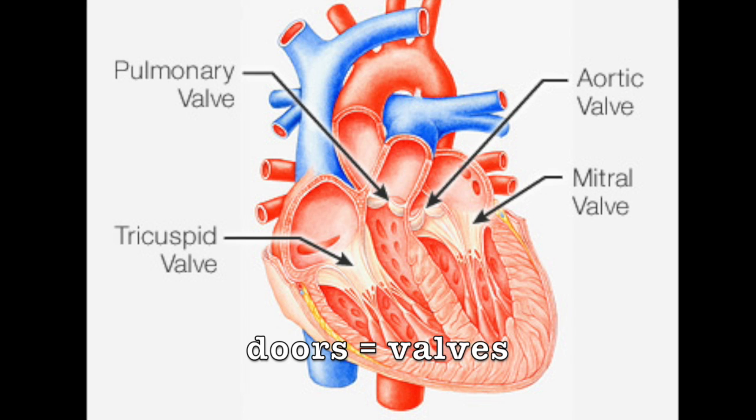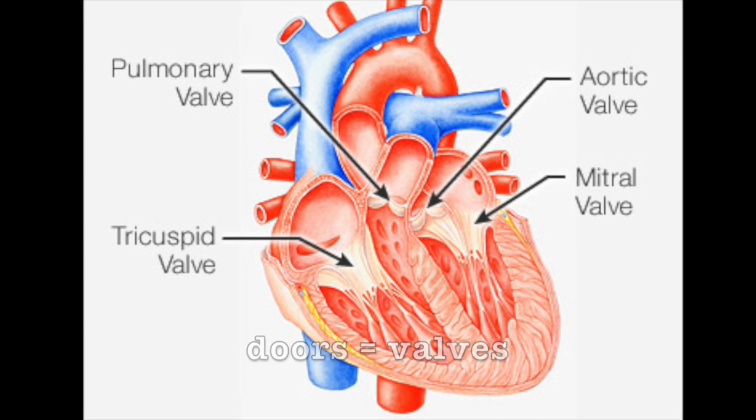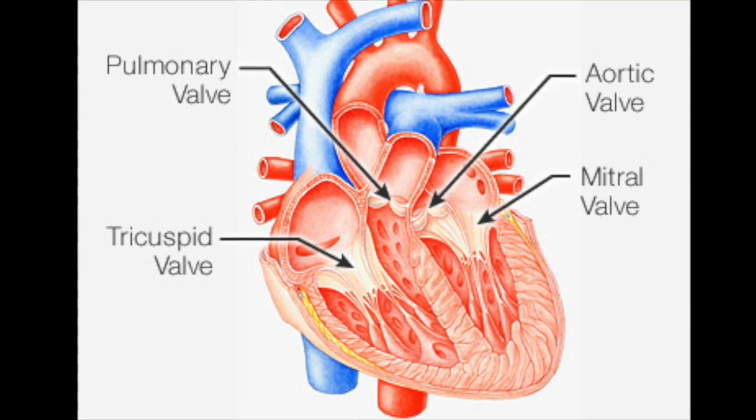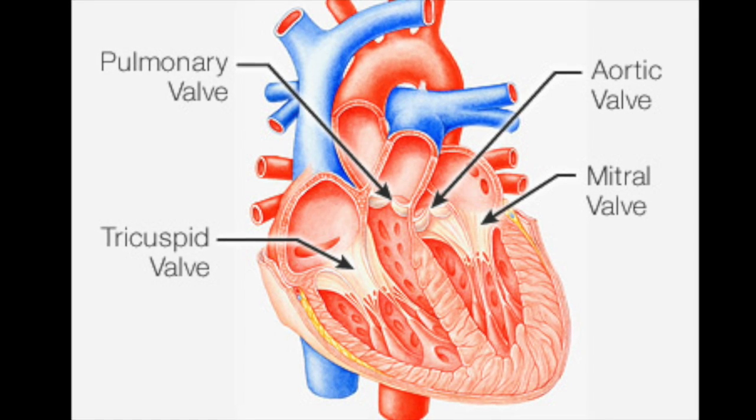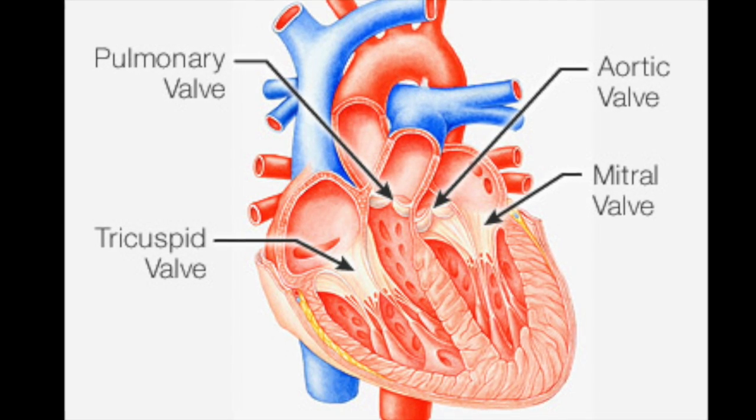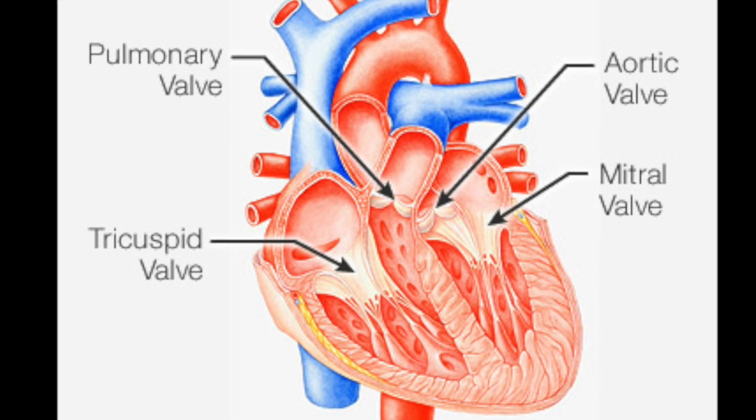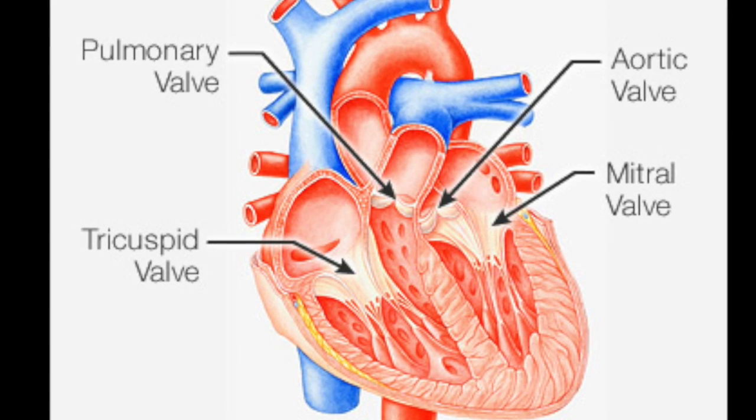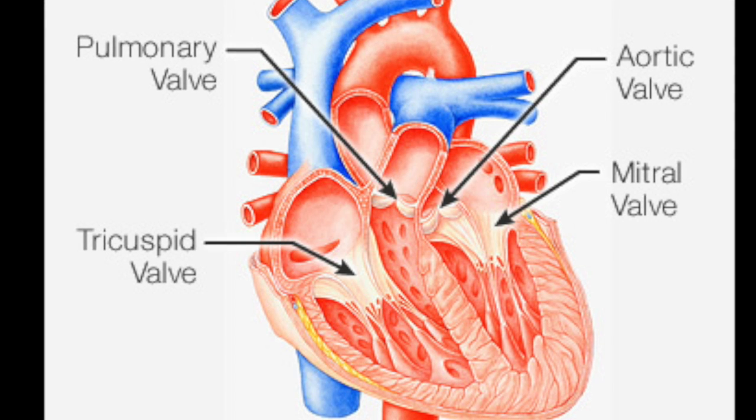Then come the heart valves, which are like the doors of the house. There are 4 heart valves, which act like doors between the chambers of the heart. They open and close as your heart pumps. The valves only open one way. This stops blood flowing in the wrong direction between the chambers of your heart.